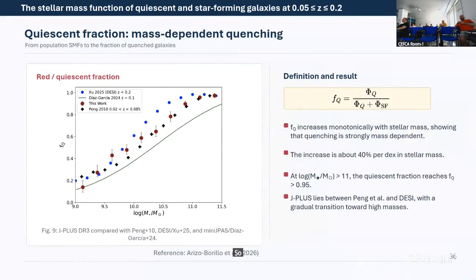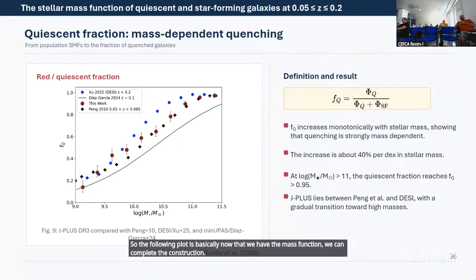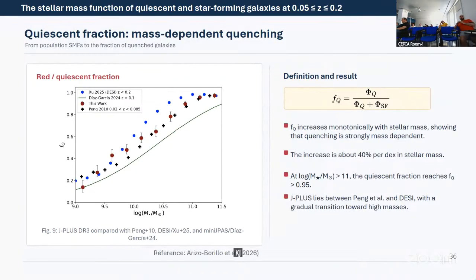So the following plot is basically, now that we have the stellar mass function, we can compute the quenched fraction. For our case, J-PLUS is the dark red circles. I compare with SHU, from DESI and from Planck, spectroscopic and photometric. What we can see here, important for low stellar masses, the quenched fraction is around 20%, and if we go to high stellar masses, beyond 11, the quenched fraction is over 90%.